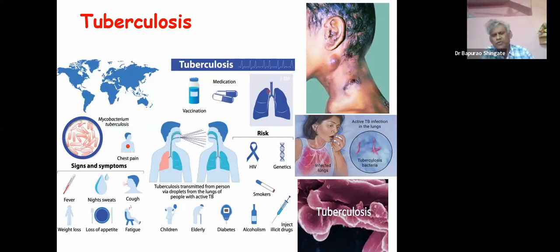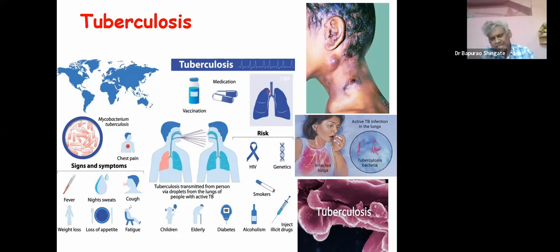And we know very well, if you are facing a problem of tuberculosis, some other diseases may come with it, like diabetes, like HIV, in addition to TB. And this TB can be transmitted from the person via the droplets of patients having active TB.